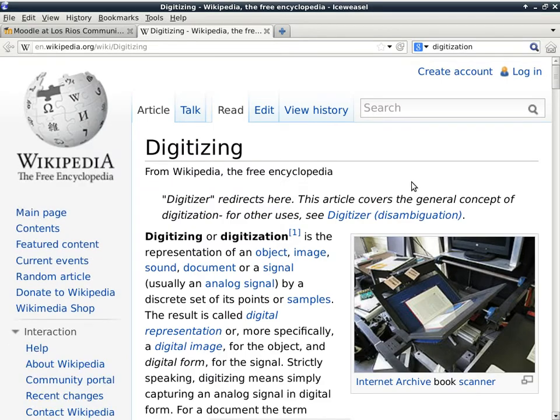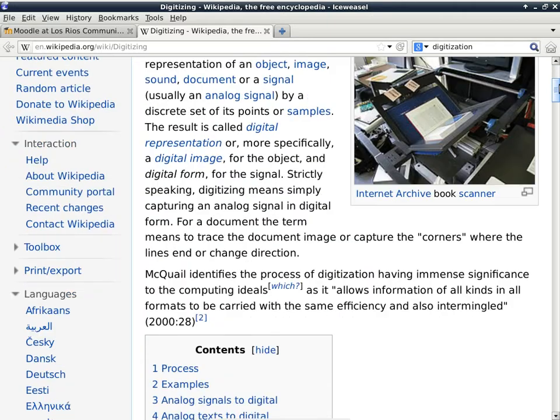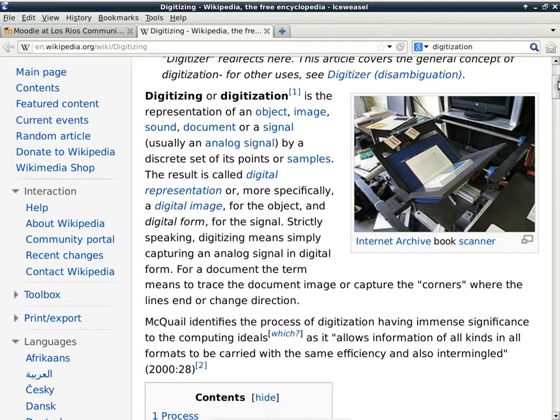All right, so digitization. Digitization is the representation of an object, image, sound, document, or signal. In this case, on Tuesday we talked about audio signal, because sound is really just audio signal, by a discrete set of its points or samples, and the result is called digital representation. So that's basically what I have been trying to explain: the digitization of audio, basically a sound wave.